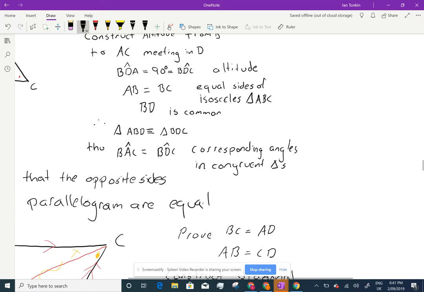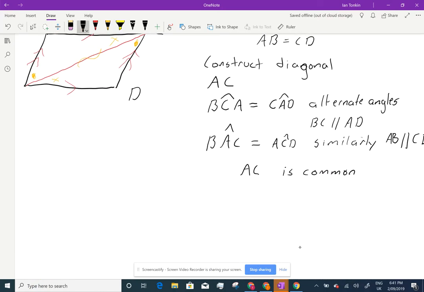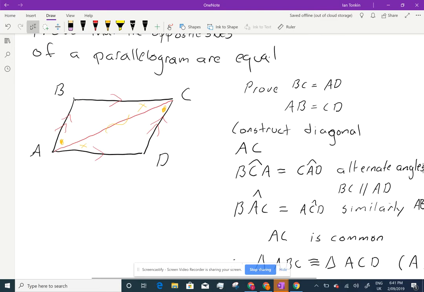Oh, by the way, I didn't write Y here. I should have written RHS. That was bad. So, therefore, triangle ABC is congruent to triangle ACD and Y, angle side. Let's just check. Yeah, there we go. ABC, ACD.